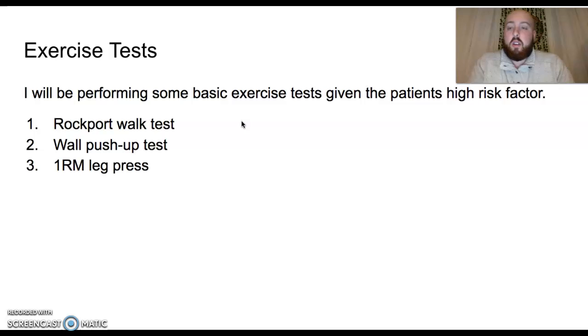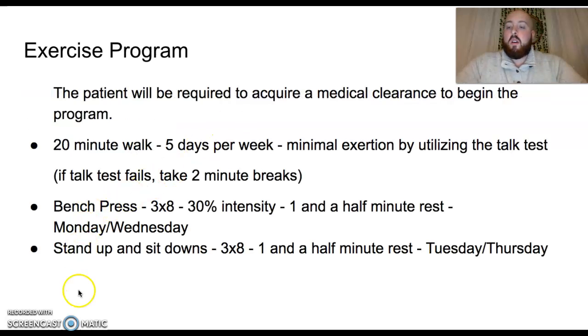Now, due to his weight, as well as his high blood pressure, we're going to be performing some basic exercise tests, such as the 1-mile Rockport walk test, a leaning wall push-up test for endurance, and a 1-rep max leg press. Now, for the exercise program specifically, this patient will be required to acquire a medical clearance to begin the program, and it will be a very basic program due to his lack of mobility, congestive heart failure, high blood pressure, and risk of heart attack.